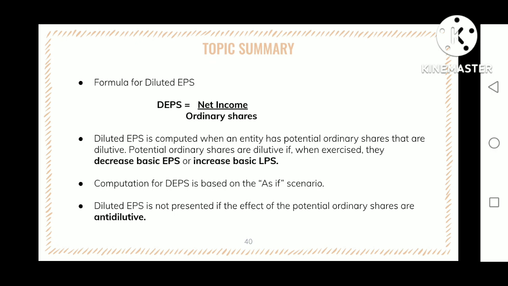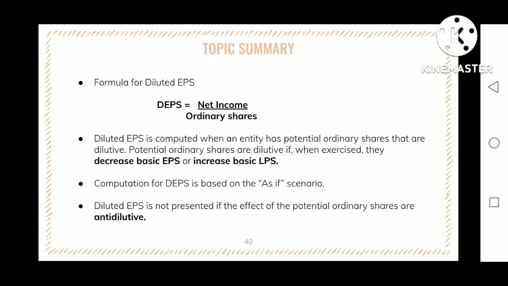For our topic summary, ang tinakal po natin ngayong araw is the diluted earnings per share, one of the computations of earnings per share of an entity. And ito pong diluted earnings per share is ginagamit na computation kapag po ang capital structure ng ating company ay complex, where it includes the potential ordinary shares na convertible preference shares, convertible bonds payable, and options and warrants. Our formula for diluted earnings per share is net income over ordinary shares.